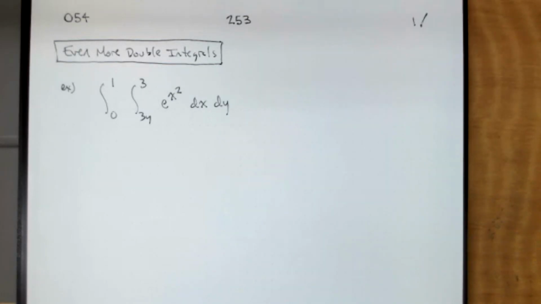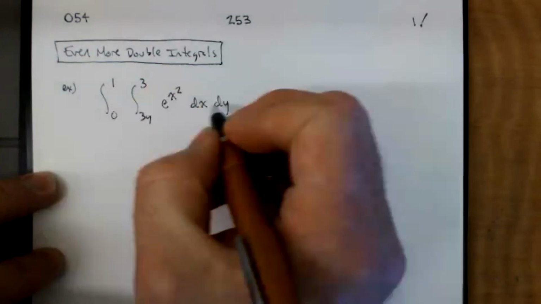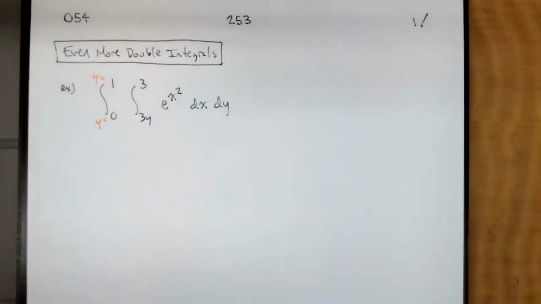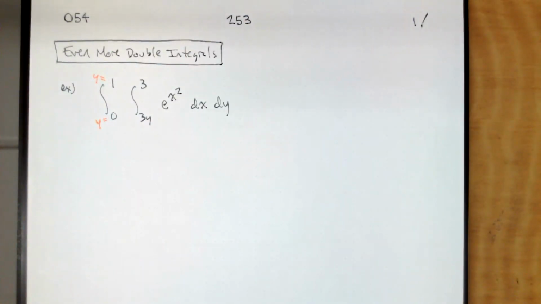So we have the integral from 0 to 1 of the integral from 3y to 3 of e to the x squared dx dy. So this is set up as a dx dy integral, which means that last integral are the y values. So we're integrating y equals 0 to y equals 1. So the dy is on the outside, so y equals 0 to y equals 1. That means the 3y to 3 is x. X equals 3y to x equals 3.